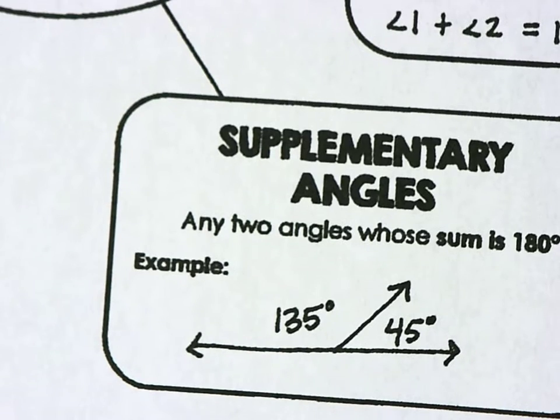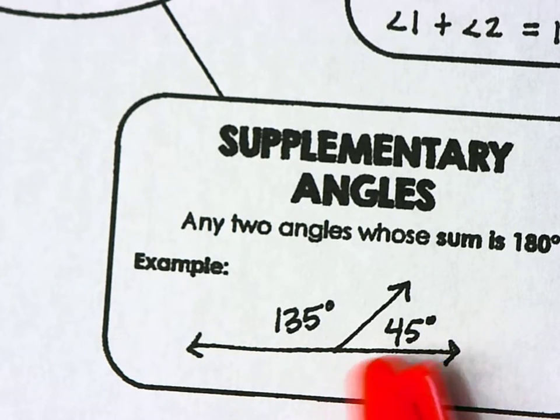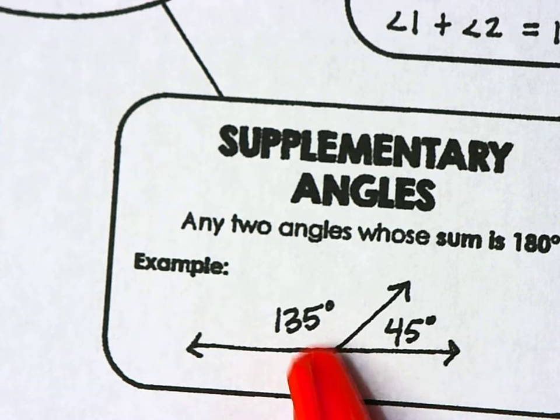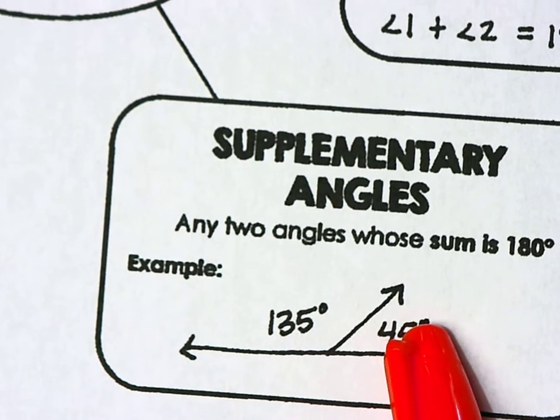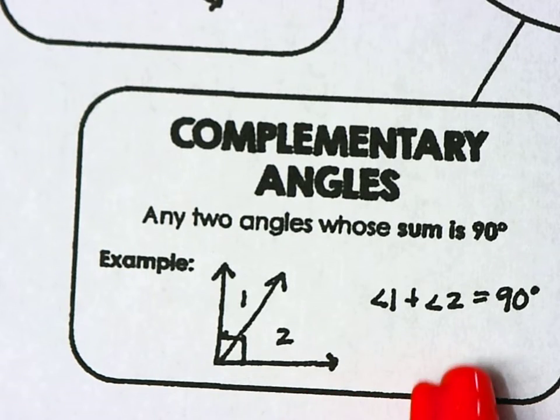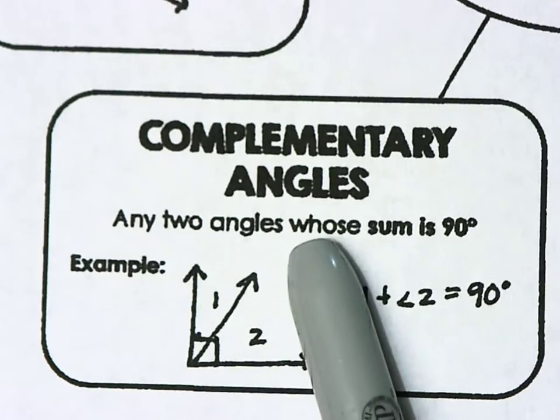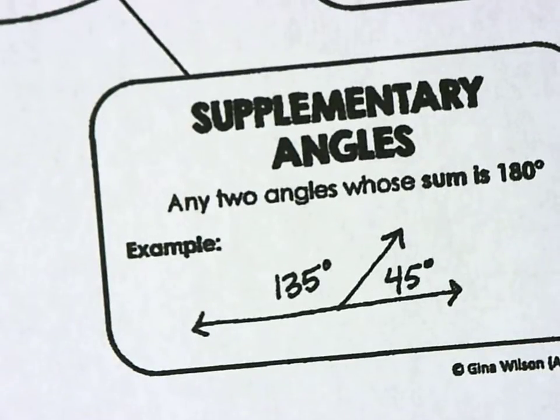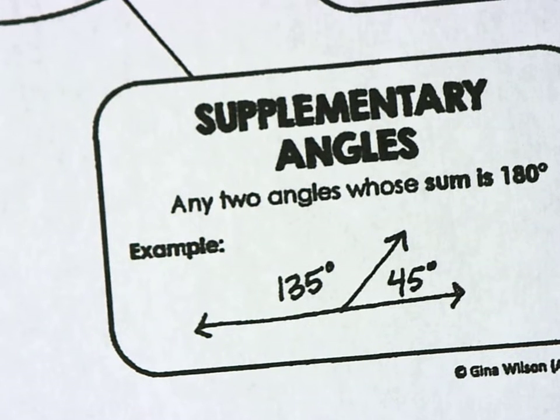I'm going to go to supplementary first. Supplementary also adds up to 180, but they do not have to be adjacent like they are in this drawing. So any two angles that add up to 180 is supplementary. And then finally, complementary is any two angles that add up to 90. If you have a hard time remembering that, just put complementary in alphabetical order with supplementary. Complementary comes before supplementary, and 90 comes before 180.